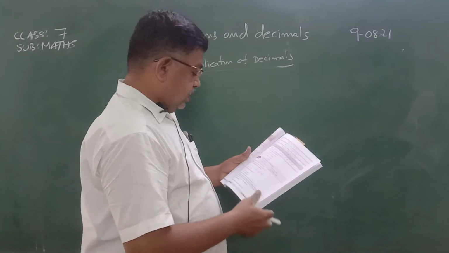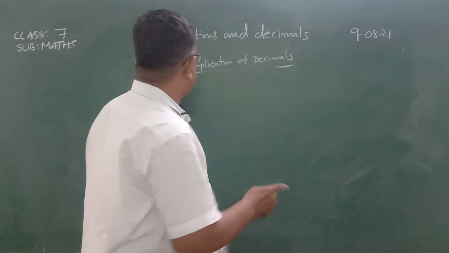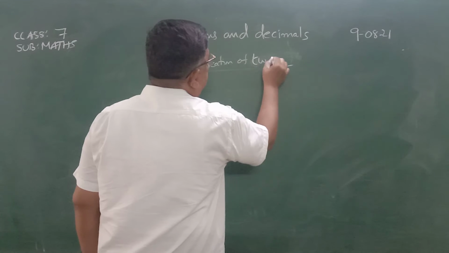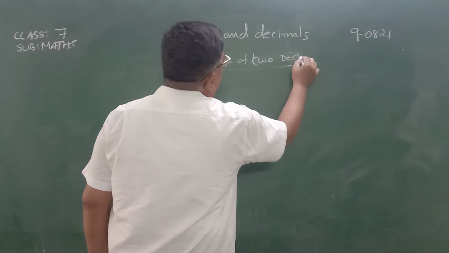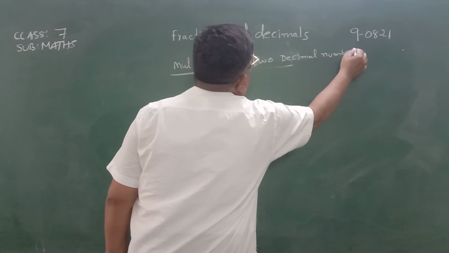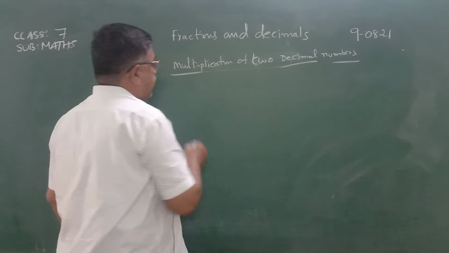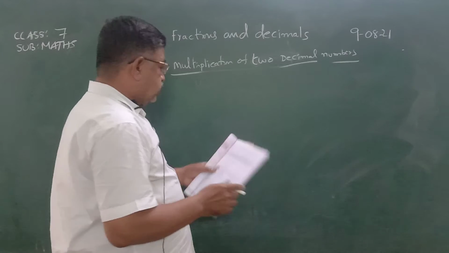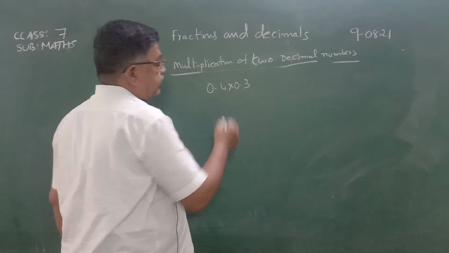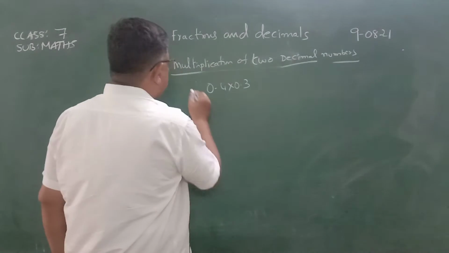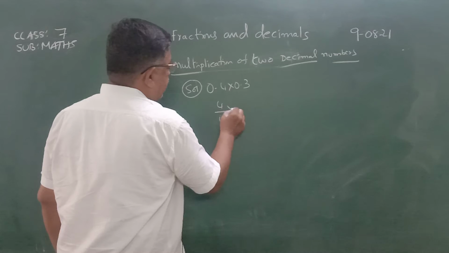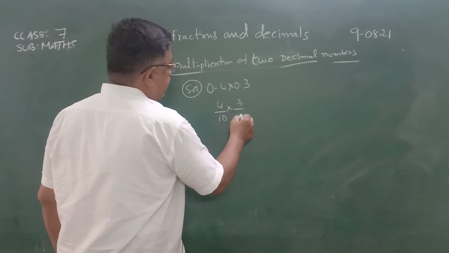Next, multiplication of 2 decimal numbers. Side heading, multiplication of 2 decimal numbers. Follow carefully. Suppose I give you 0.4 into 0.3. First step, as it is. This you can write in fraction form as 4 by 10. This you can write as 3 by 10.